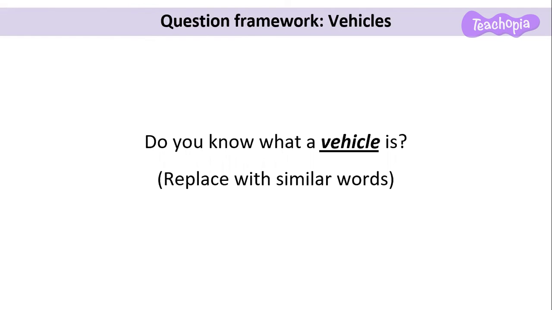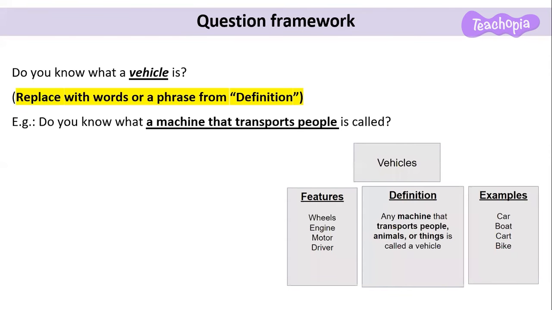However, is there a way that we can use a vocabulary set that we have just developed for the topic vehicle to help us come up with a lot more words and a lot more questions? Yes. So, do you know what a vehicle is? Here we see that the word vehicle belongs to the category definition, and we can come up with more words or phrases from the category definition to replace vehicle and come up with more questions. For example, we can replace vehicle with another phrase from the definition, a machine that transports people. So here we can ask the question, do you know what a machine that transports people is called?